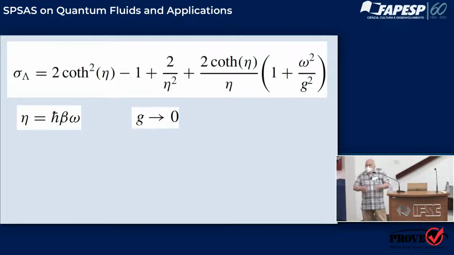And you see that for a trap with small frequency, this fluctuation diverges. Therefore, it shows that we cannot calculate fluctuations in the whole space. Every time we have to take into account the existence of boundaries or the existence of some confining potential. And what is the result?